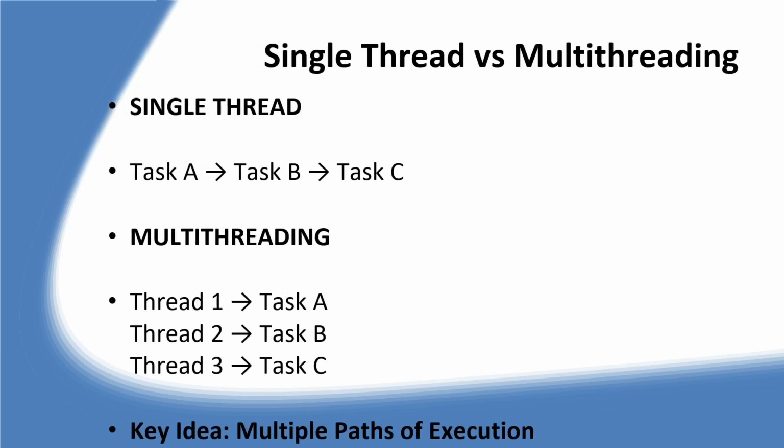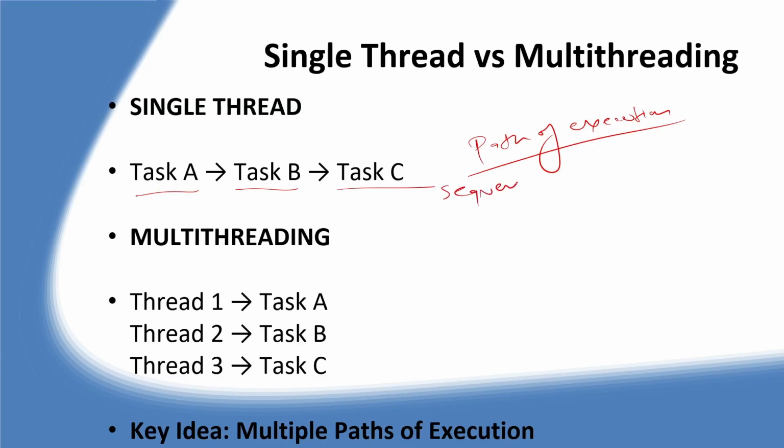The easiest way to remember the concept is this. In a single threaded flow, we have one path of execution, performing work sequentially. Path of execution means what will execute when. So task A will complete, then task B will execute. Task B will complete, then task C will execute. So there is a sequential approach for single threaded. It will work sequentially.